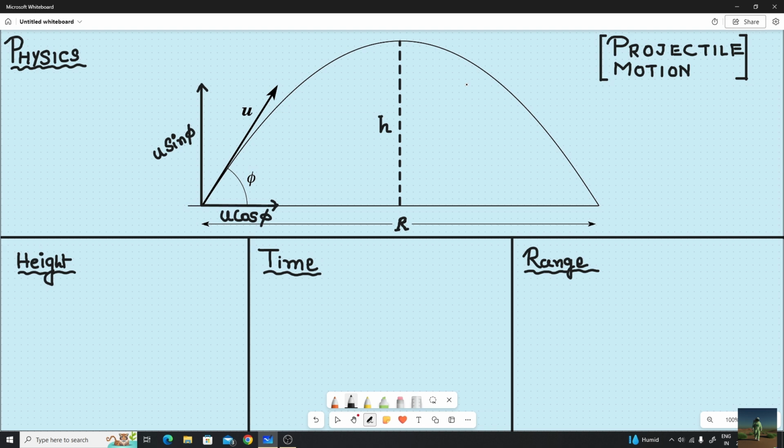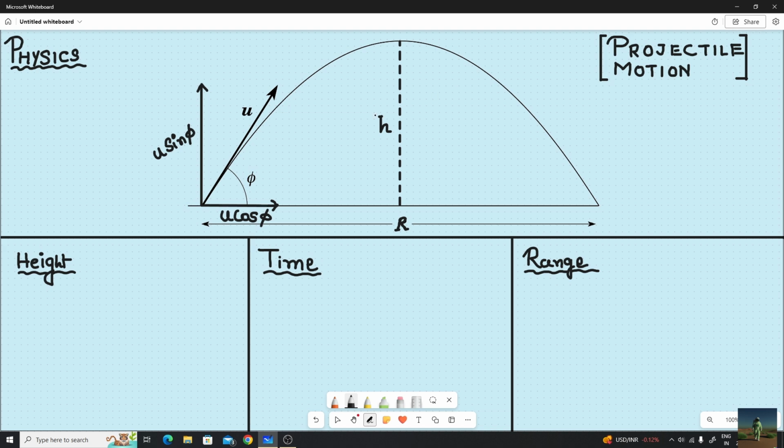Now in this channel we generally discuss the NEET examination as well as your CBSE examination and your ISC examination. This projectile motion is very important for all the examinations. Let us discuss this projectile motion.